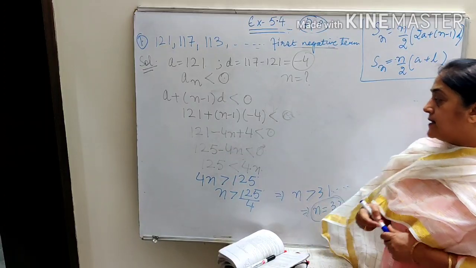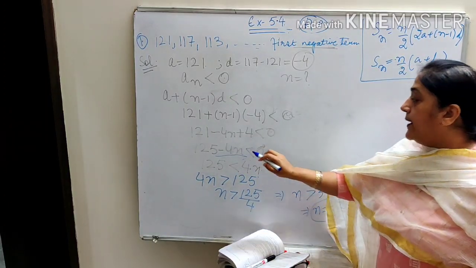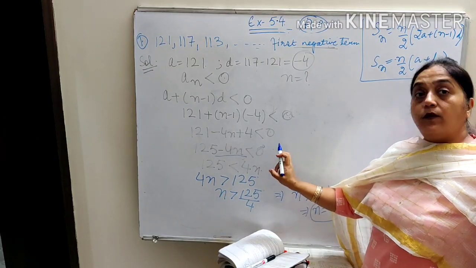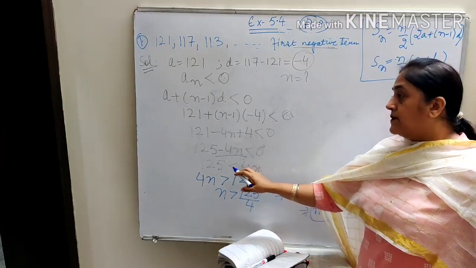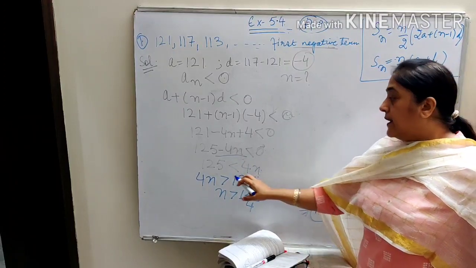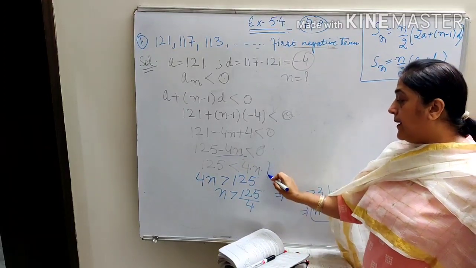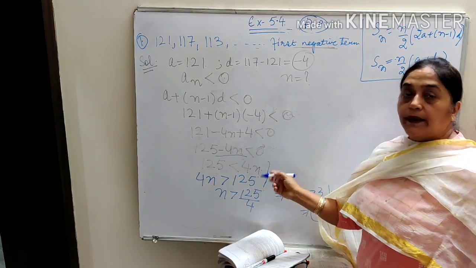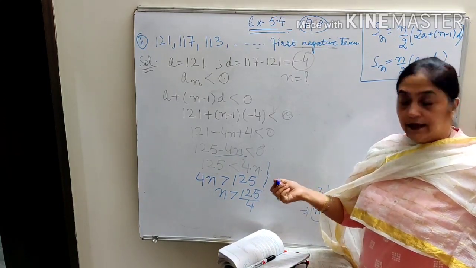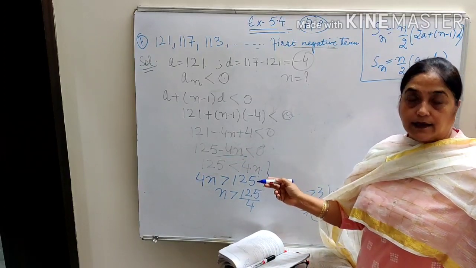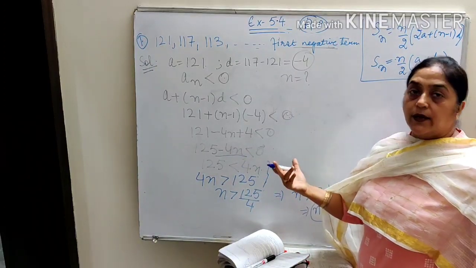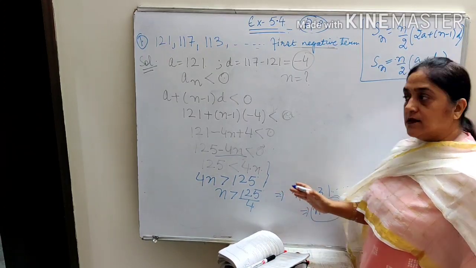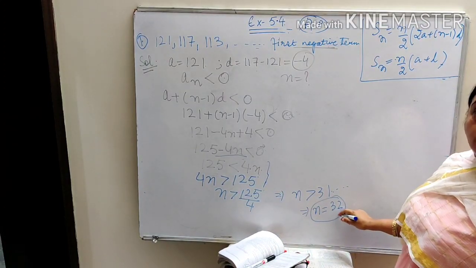This step is very important. 125 minus 4n is less than 0. When you take 4n to the other side, it will become positive. So this becomes 125 less than 4n or 4n greater than 125. This step is the most important step. This can be done in another way in inequalities because these are called inequalities, but I have taken a very simple way here, so you can perform it like this also. So my n comes out to be 32.